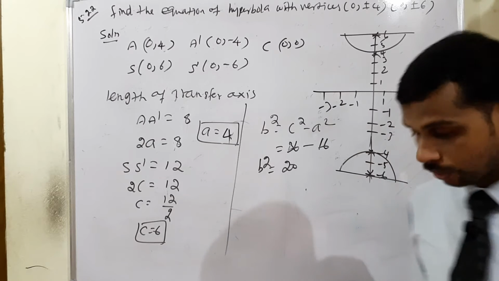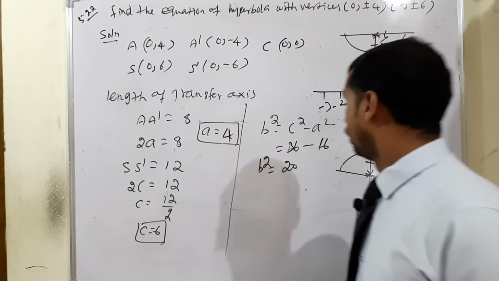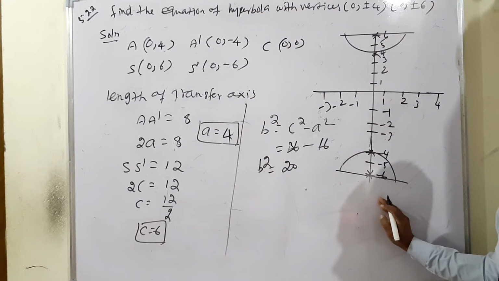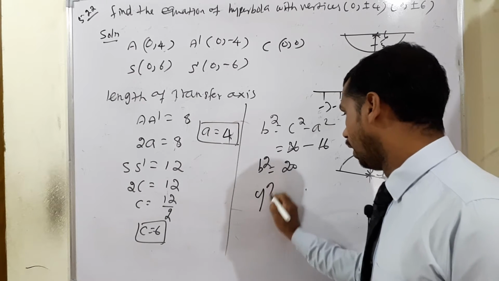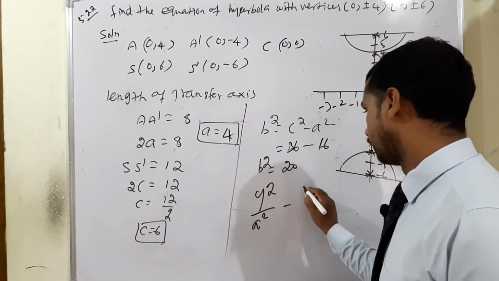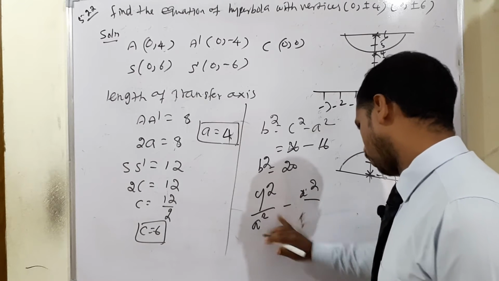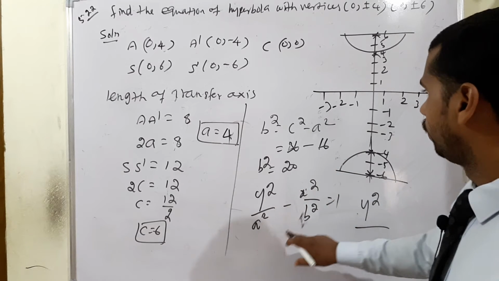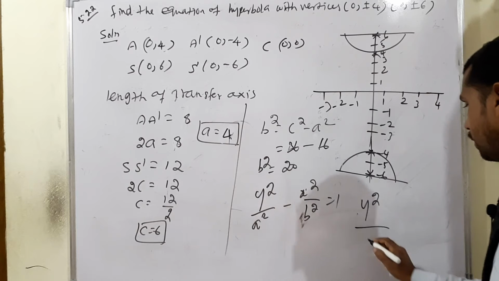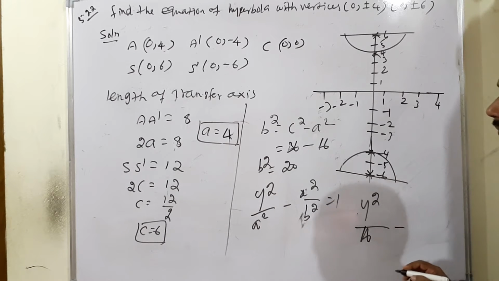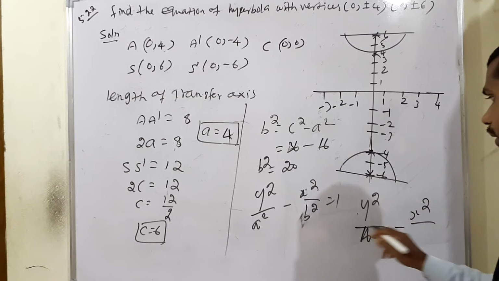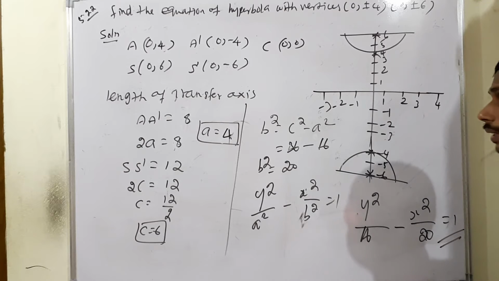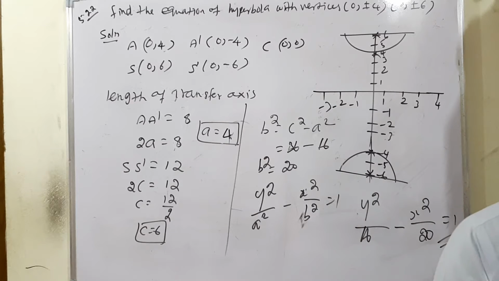So after getting the b square value as 20, we just have to apply the equation of hyperbola along the y axis. In general, we write it starting with y square by a square minus x square by b square is equal to 1. Therefore y square divided by a square, 4 square, value will be 16, then minus x square as it is, but b square value will be 20, is equal to 1. This is the equation of hyperbola. Okay, I will continue with the next example.